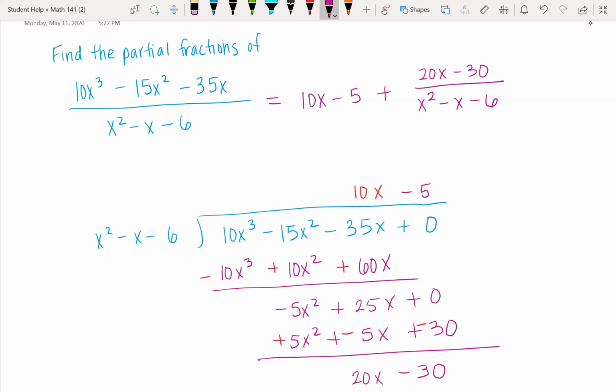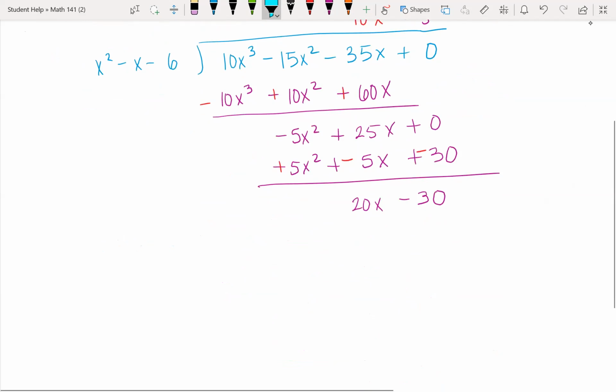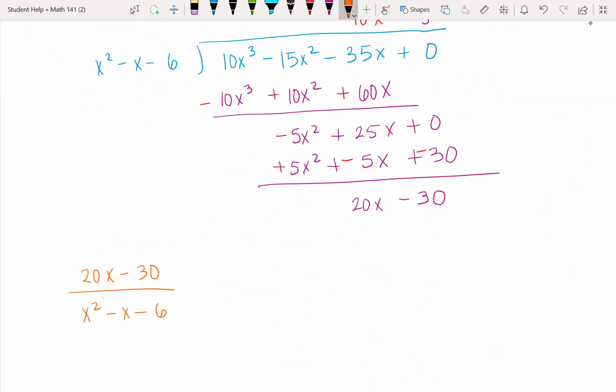So now we're going to be using just this last part for the partial fraction decomposition. That first part, that linear part, we just leave there. So 20x minus 30 over x squared minus x minus 6. First thing that we want to do is factor the denominator. And that'll be x minus 3, x plus 2.